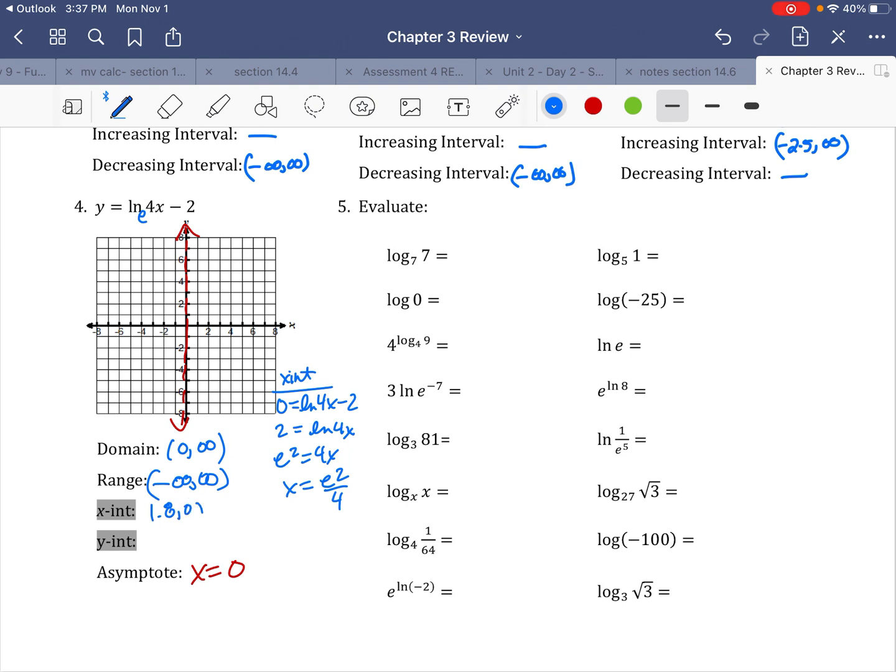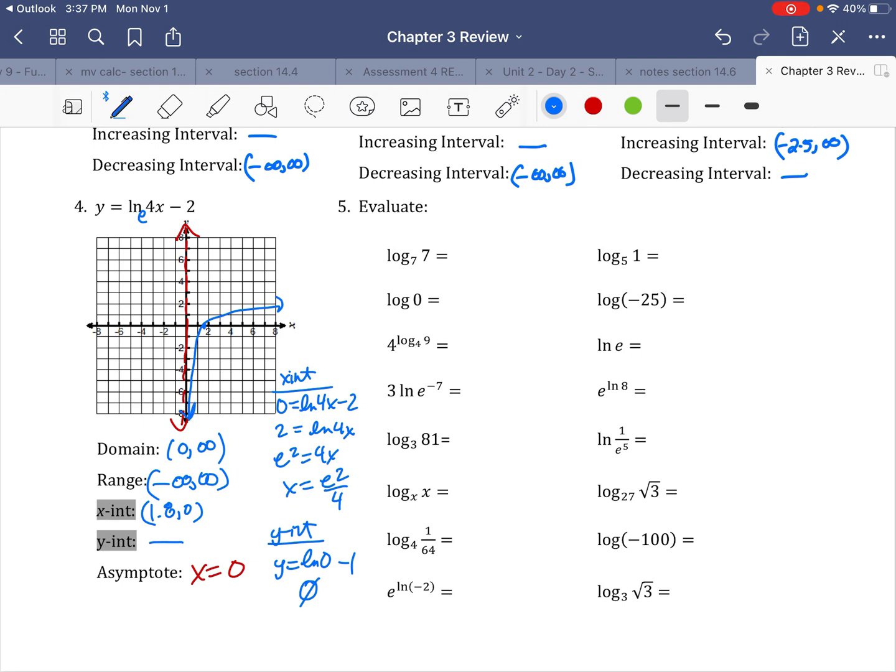So 1.8 and 0. So there it is, right there. All right, the y-intercept is when x equals 0. Well, turns out if I put x equals 0, I'd have ln of 0 and then minus 1. Well, I can't do the ln of 0, so there is no y-intercept. Okay, so this kind of creeps up there and goes back down towards the asymptote.